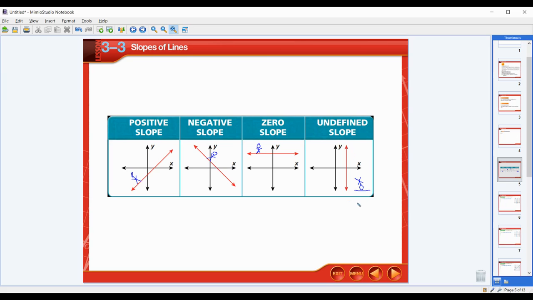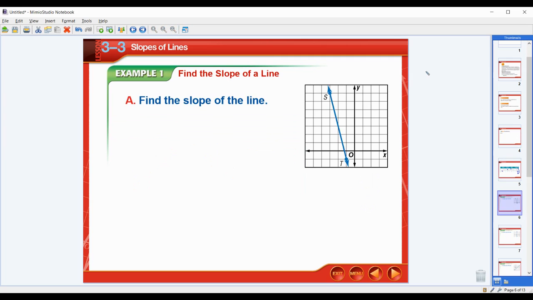Anytime that we have a slope, let's say, for example, our slope was 7/0, that would be considered an undefined slope. So anytime we have 0 in the denominator of our slope, it's going to be undefined. All right, let's get into a couple of examples here.